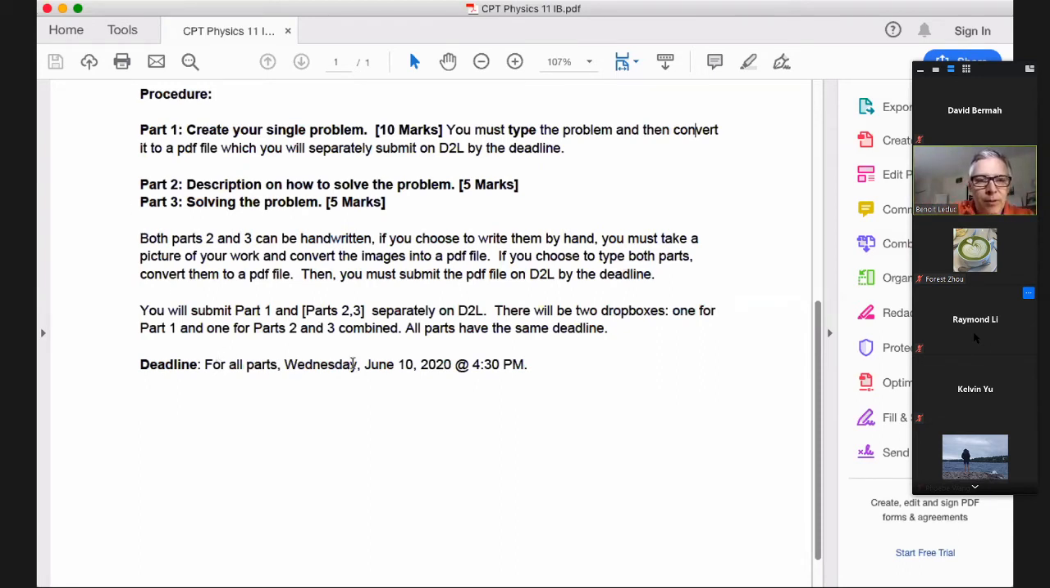For all parts, the deadline is June the 10th, 2020 at 5:30 p.m. You're going to see here that there'll be two Dropbox assignments, one for part 1 and one for parts 2 and 3. All right, and that's it. So questions?